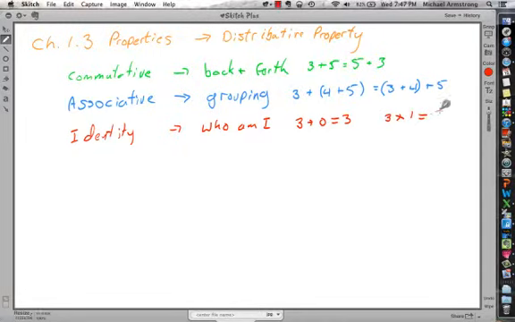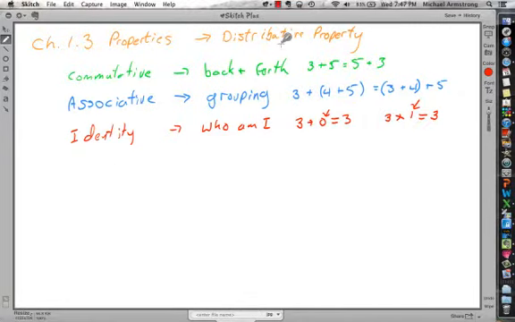Yes, by 1. You knew it. 3 times 1 is 3. That's what we're trying to do. So the identity for addition is 0, and the identity property for multiplication is 1. Those are the important numbers. They're the ones that make the number stay the same. It means it doesn't change anything.